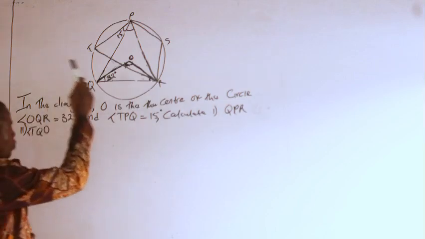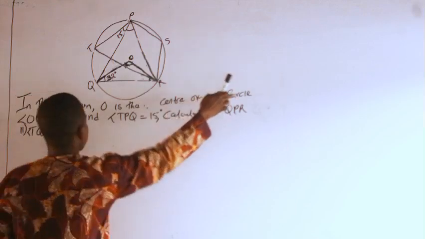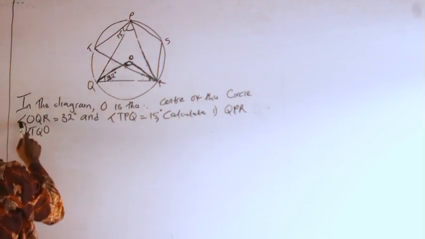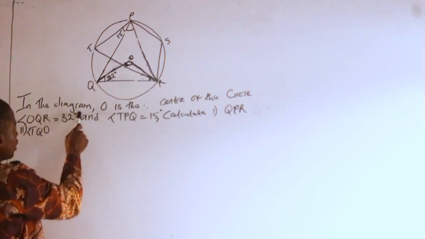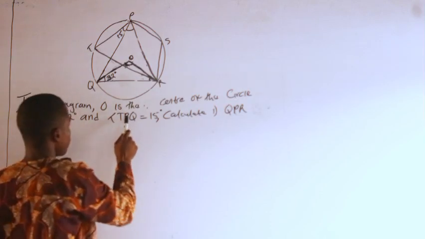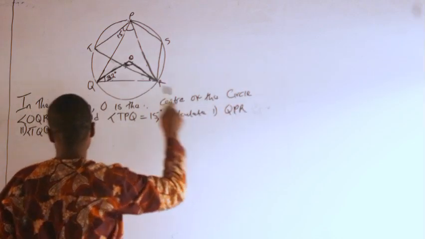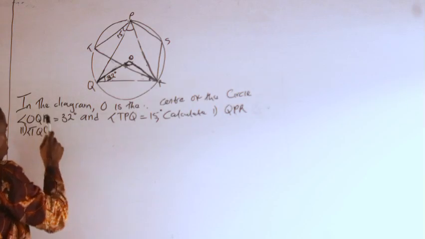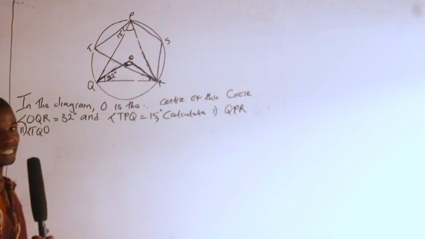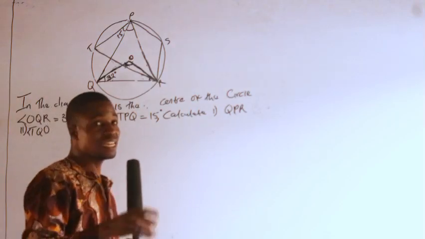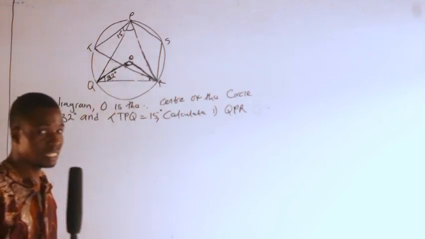In the diagram, O is the center of the circle. Angle OQR is equal to 32 degrees, and angle TPQ is equal to 15 degrees. Calculate QPR and the angle TQO. Let us begin. I will be analyzing it step by step so that we can really understand what is going on here.